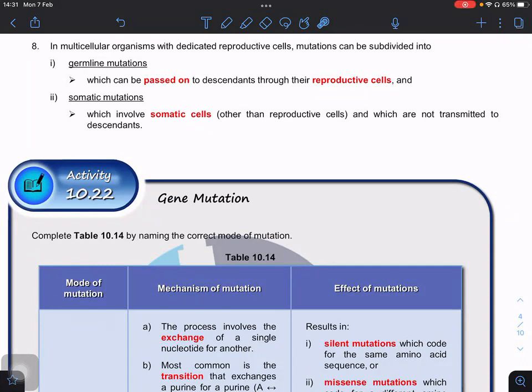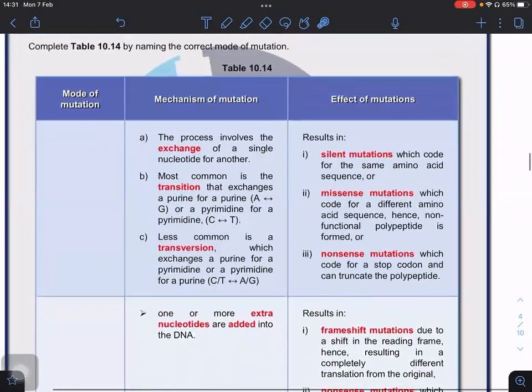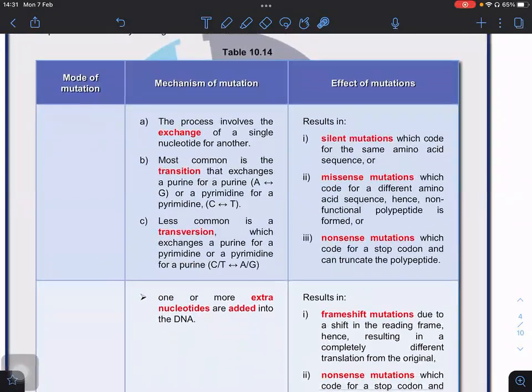Okay, so let us look at the modes of mutation. We have three modes of mutation here. So be careful when talking about mode of mutation versus the effect of the mutation. When talking about mode of mutation, it means how the mutation actually takes place. Okay, so we have three kinds.